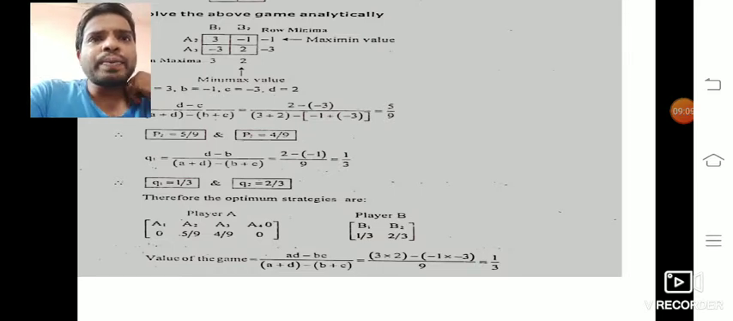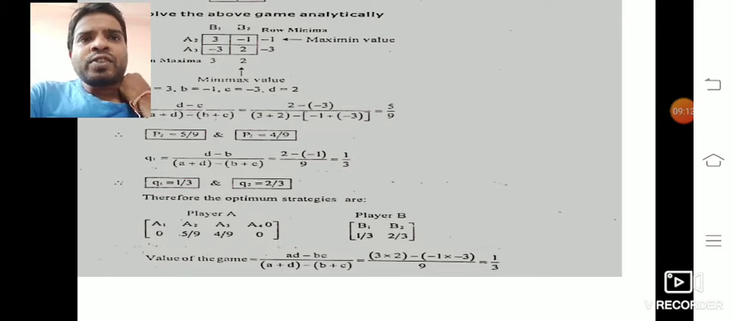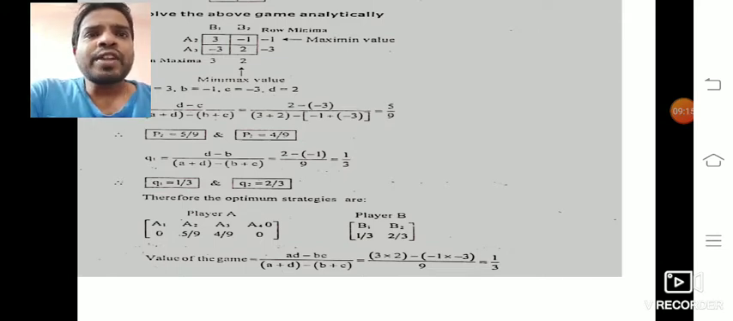Next write down the optimal strategy. Okay, for the player A, A1 is 0. For P2 that is 5 by 9, A3 is 4 by 9, and A4 is 0, because we have picked A2 and A3 only. Okay, now for the player B, write down Q1 is 1 by 3 and Q2 is 2 by 3.